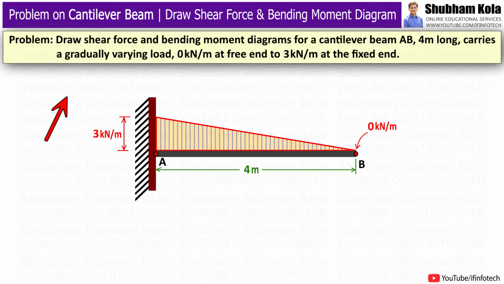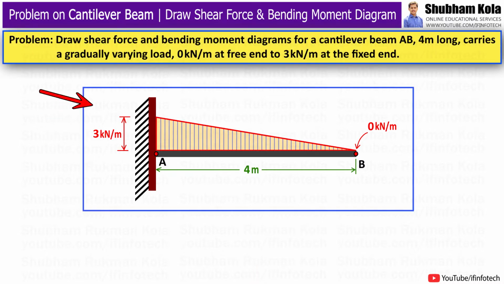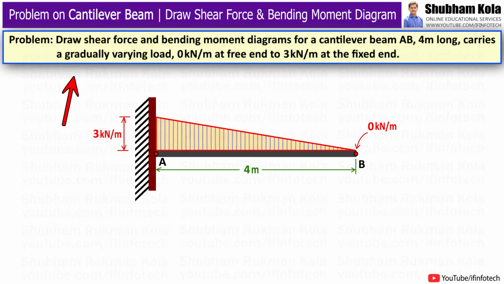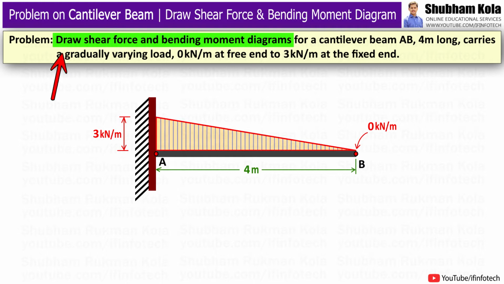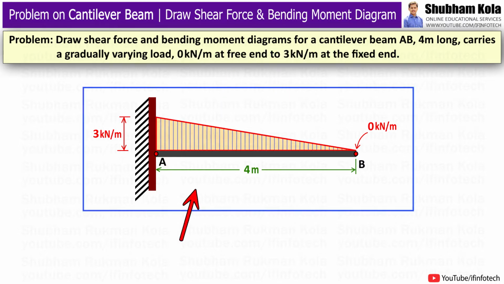The uniformly varying load is also known as gradually varying load or triangular load. So in today's lecture, we will solve a numerical problem based on this type of loading. So the statement is given as: draw shear force and bending moment diagrams for a cantilever beam AB 4 meter long carries gradually varying load 0 kN per meter at free end to 3 kN per meter at the fixed end. So for this setup, we have to draw the shear force diagram and bending moment diagram.